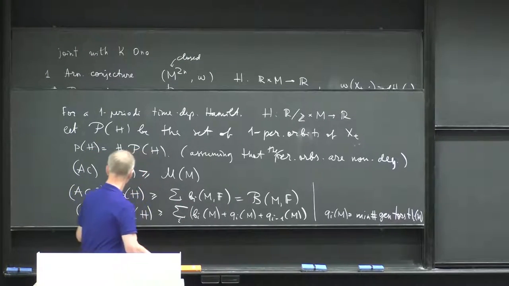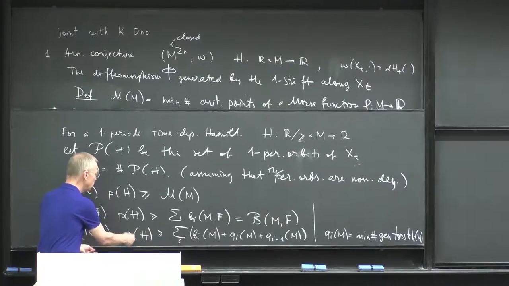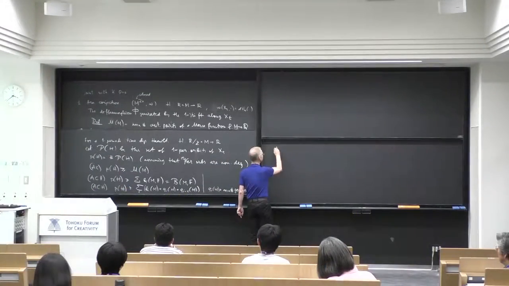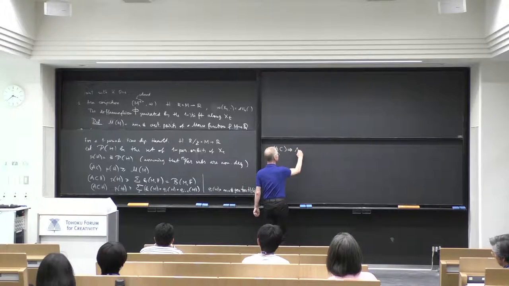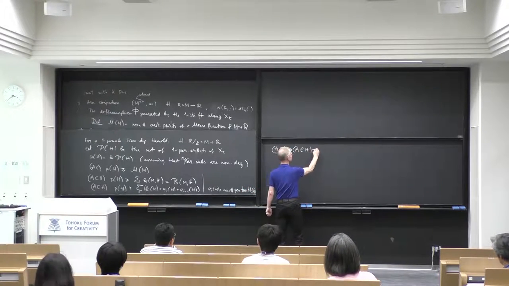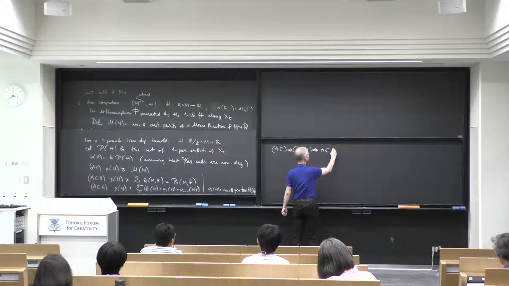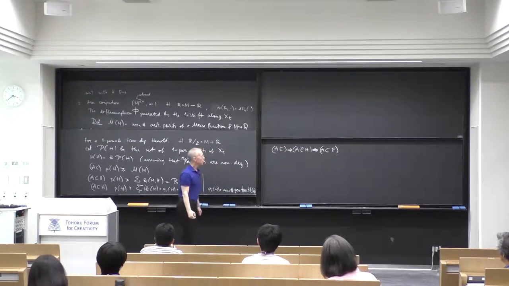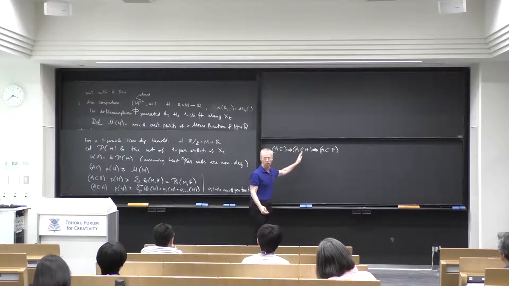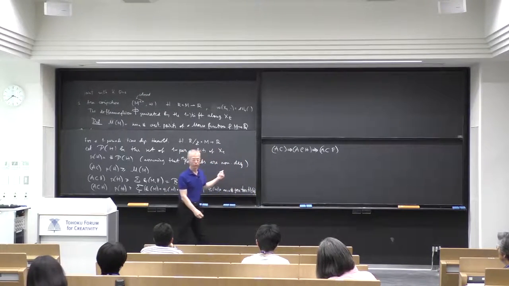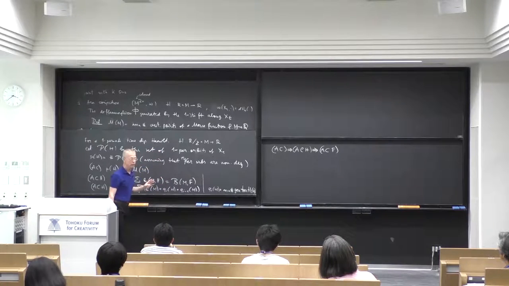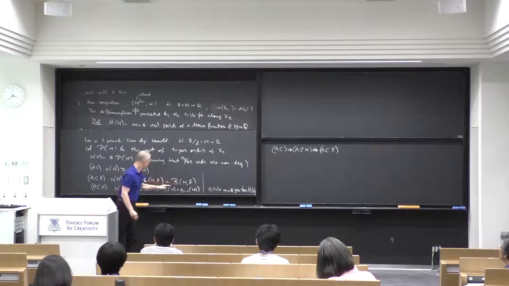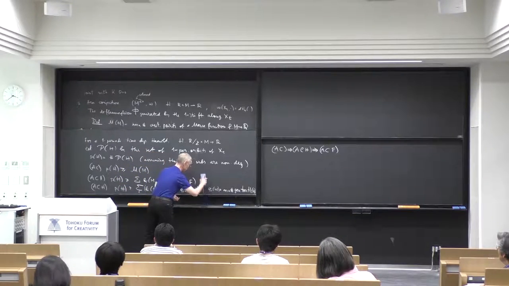So of course, this implies that, so ACH implies AC. But there is no way back in general. If we have proved ACH, we don't get the Arnold conjecture in general. And the basic reason for this is the fundamental group.